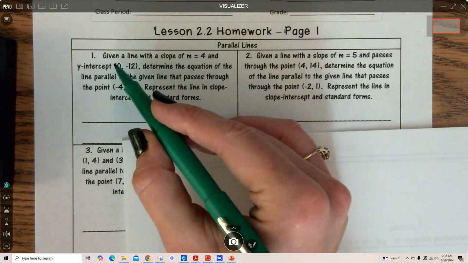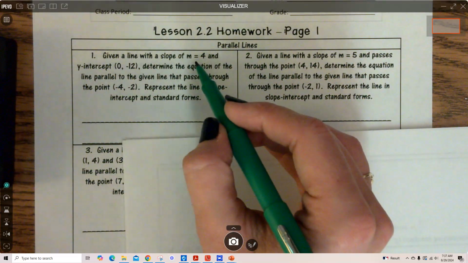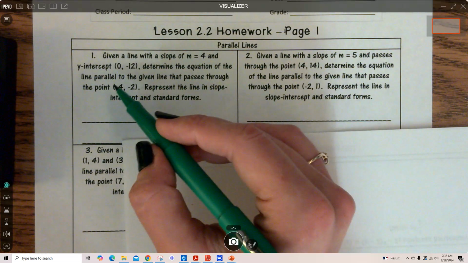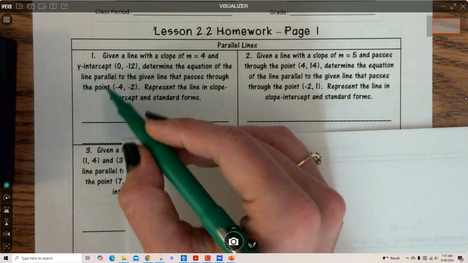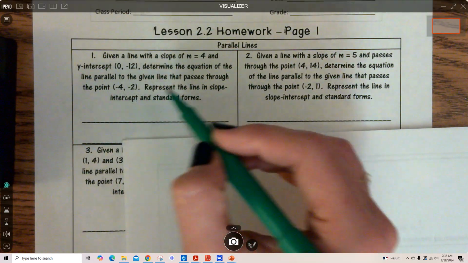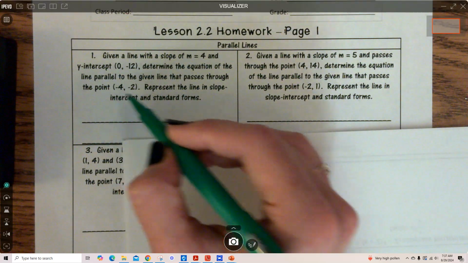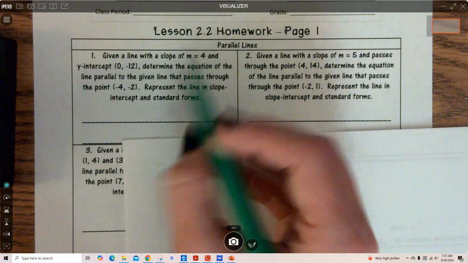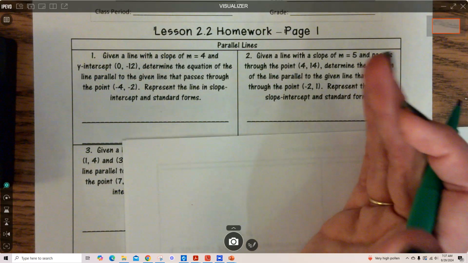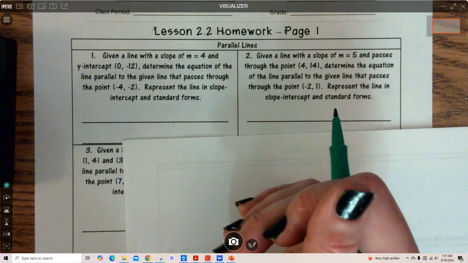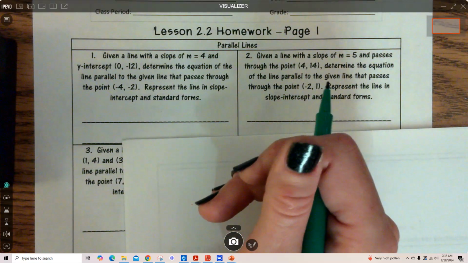So number one says, given a line with a slope of m equals 4 and a y-intercept of 0, negative 12, determine the equation of the line parallel to the given line that passes through the point negative 4, negative 2. And we need to write this in slope-intercept and standard form. So this is going all the way back to Algebra 1. This is stuff that we did in Algebra 1.